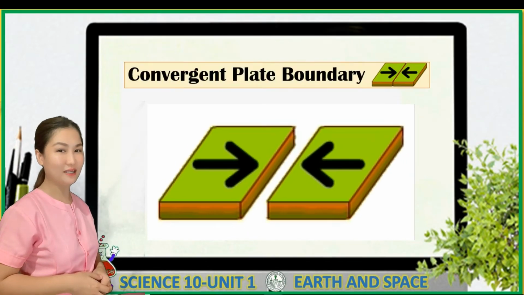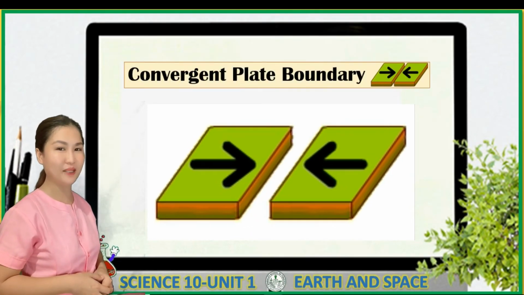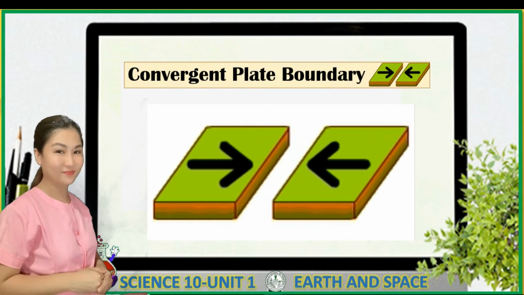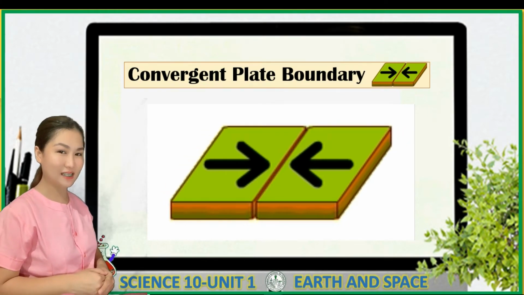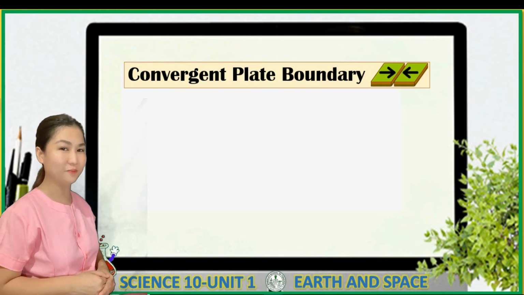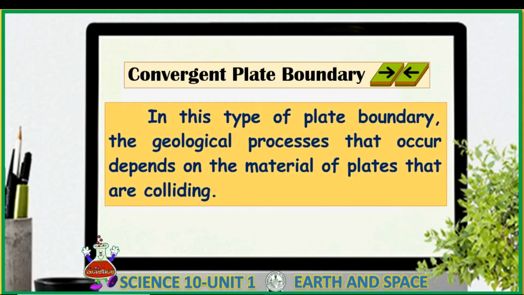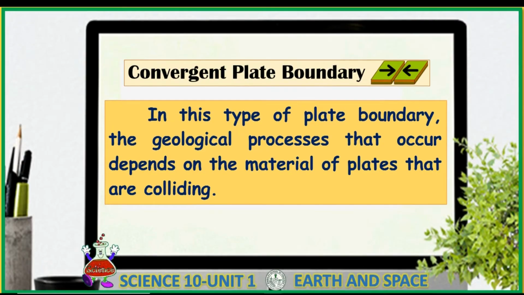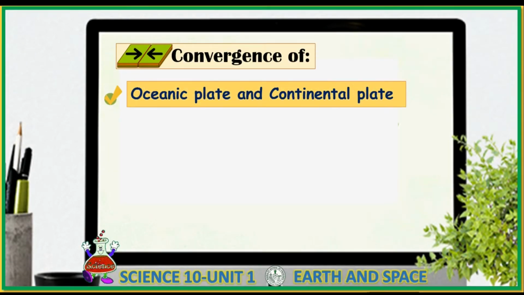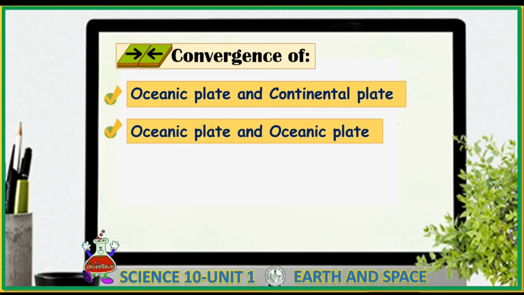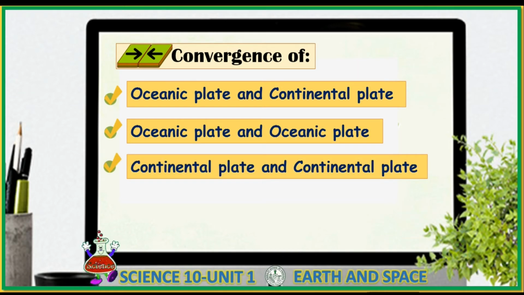To start with, let's talk about convergent plate boundary. What do you think are the processes that occur along this type of plate boundary? In this type of plate boundary, the geological processes that occur depend on the material of plates that are colliding. We have the convergence of oceanic and continental plates, two oceanic plates, or two continental plates.